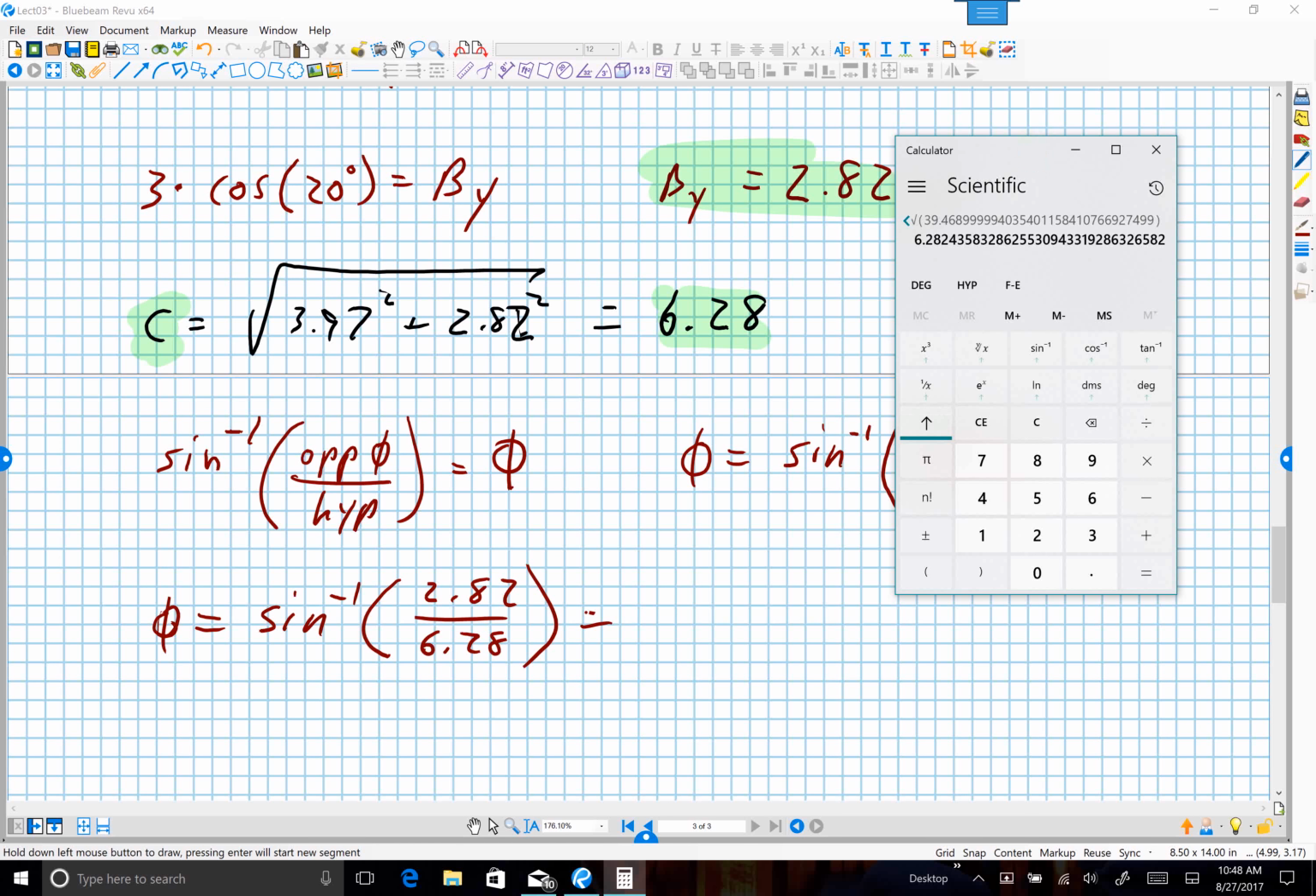Let me see if I can find something that I want. Here, I'm going to use the 1 over button. I've already got the 6.28 up here as my result. If I just take 1 over that, and then times 2.82, that's what I've got to take the inverse sine of. And then I click the inverse sine here, and I get 26.7 degrees.